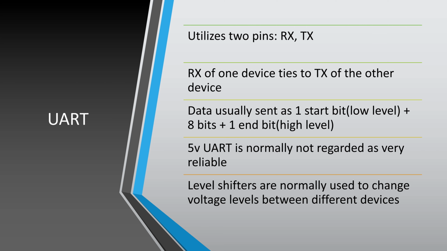Usually, when using UART, you're not going to be using 5 volts since it's regarded as very unreliable. And this is where level shifters come into play, because usually you need level shifters to help change between different voltages used by different specifications of UART, since UART does not specifically specify a certain voltage.